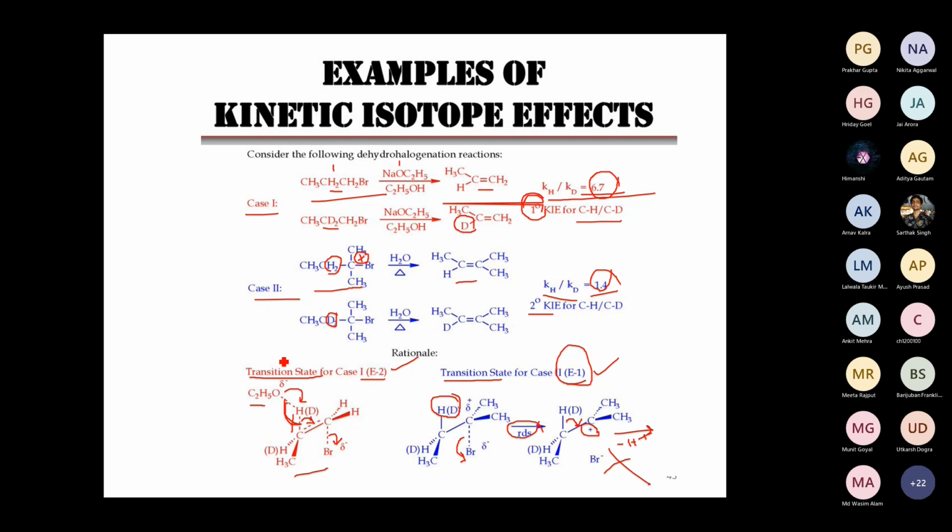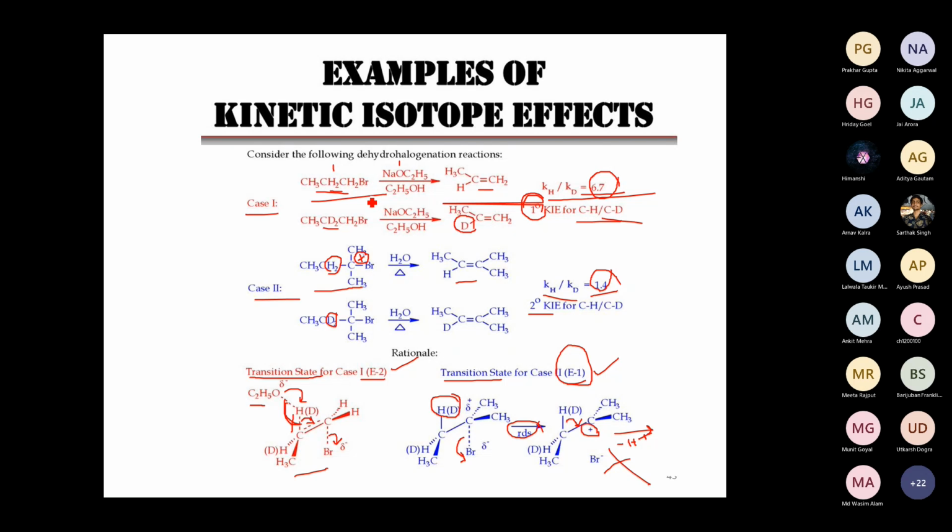I may also give you the E1 and E2 transition states. How can you distinguish them? The first one is the rate law. If the transition state is E2, then the rate law will be first order with respect to both starting materials, sodium ethoxide and propyl bromide, so it will be second order kinetics. But if we discuss E1, then it will be first order kinetics overall.